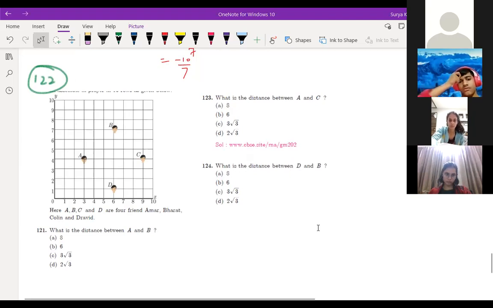Okay, sir. Sir, are the options correct for 121? Yeah, A and B are there. See, A obviously is correct only, no? 3 root 3 you are getting, right? Sir, I got 3 root 2. 3 root 2. Acha, okay.